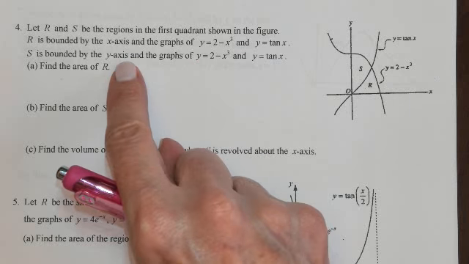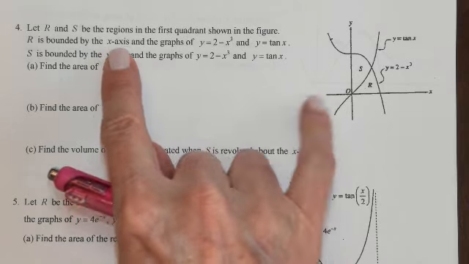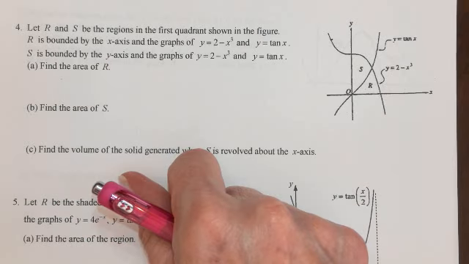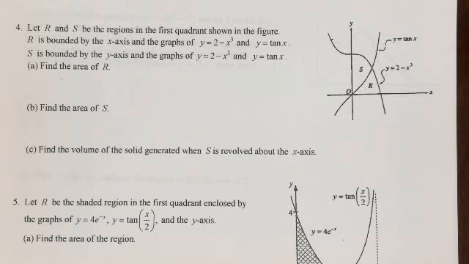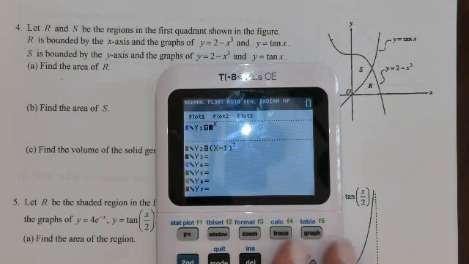oh, the y-axis. I was like, wait a second, those are the same two curves. R is bounded by the x-axis and those two curves. S is bounded by the y-axis and those two curves. All right, I thought maybe I had a typo there. Okay, so I am going to put these into my calculator. Let me get rid of all this stuff.